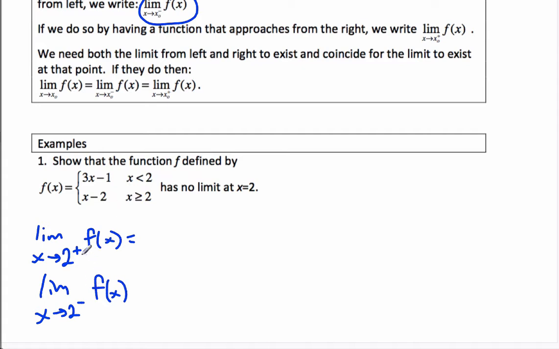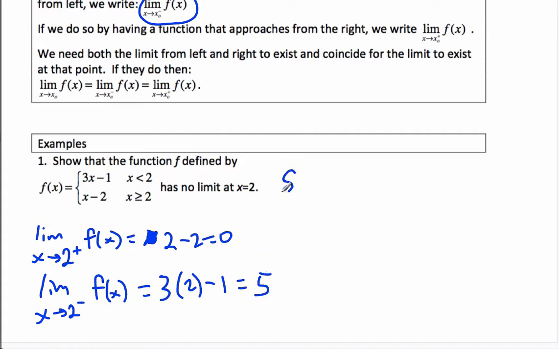Okay, so from the right, we're looking at where x is greater than or equal to 2. Then this function approaches 0. Just plug in 2 and you get 0. Maybe I'll show that. 2 minus 2 equals 0, and here the limit on the left will give you 3 times 2 minus 1, which equals 5.